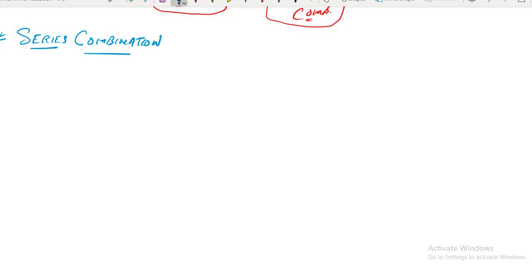First of all, understand the name of this. Series combination means what? First of all, I will show you, then I will explain.